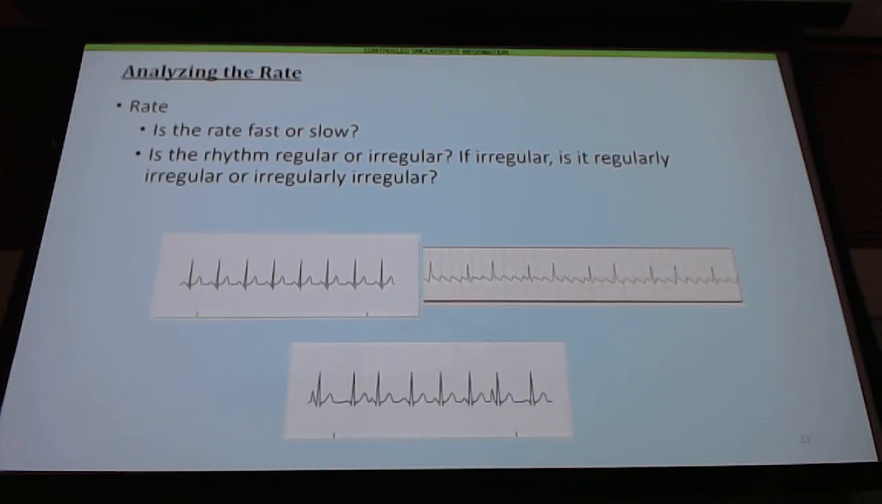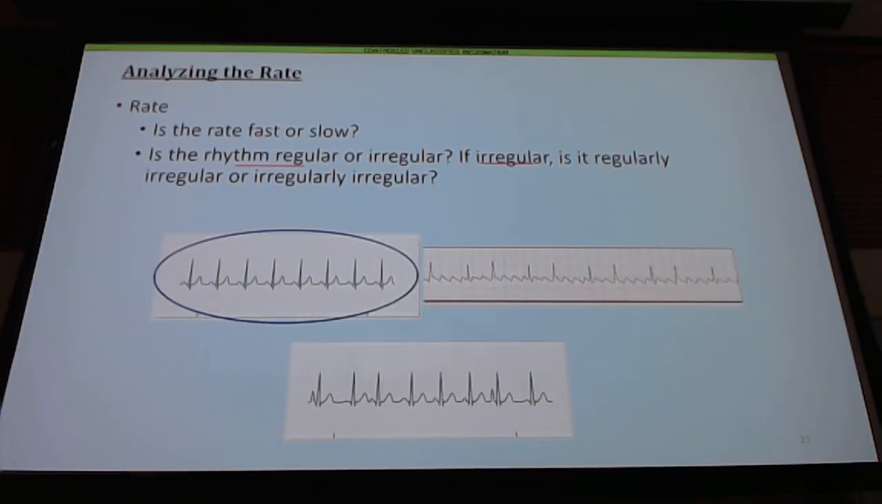The next thing you're going to do with the rate is, okay, you determine is it fast or slow based on what that number is of beats per minute, right? But now we got to check to see, is the rhythm regular or is it irregular? And if it is irregular, is it regularly irregular or is it irregularly irregular? And so what does that mean?